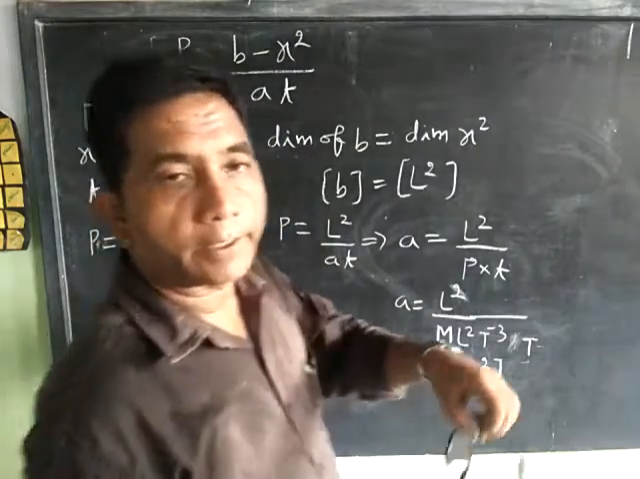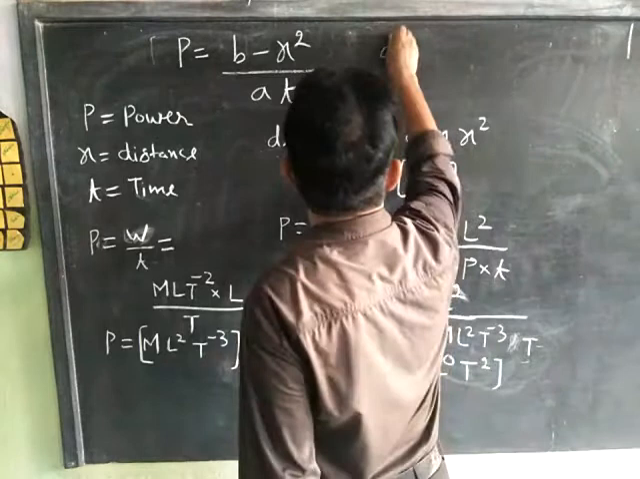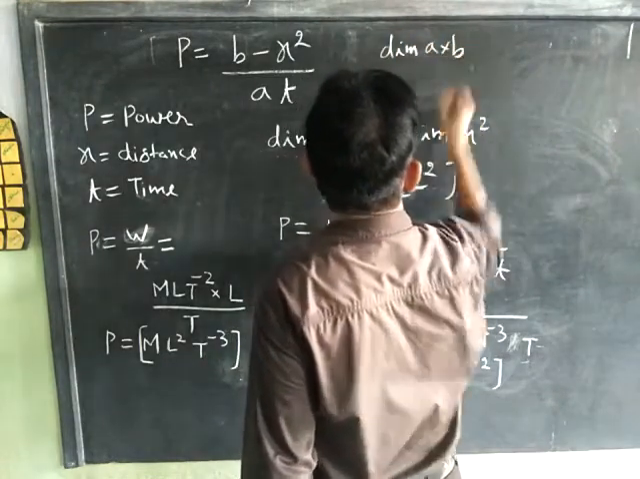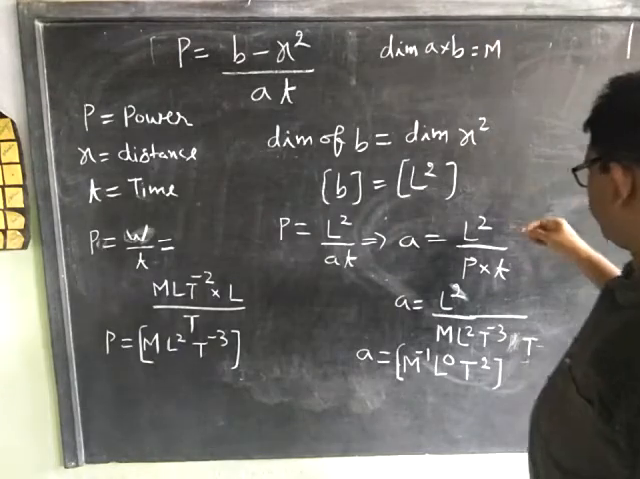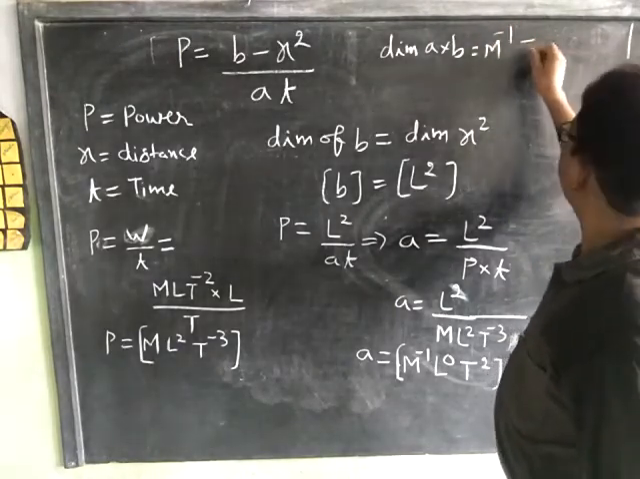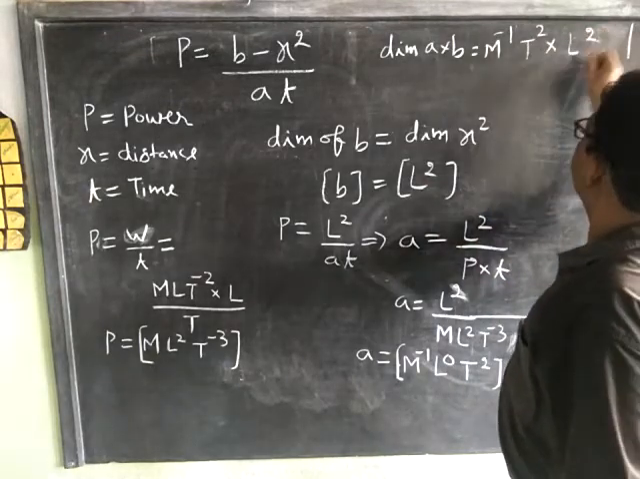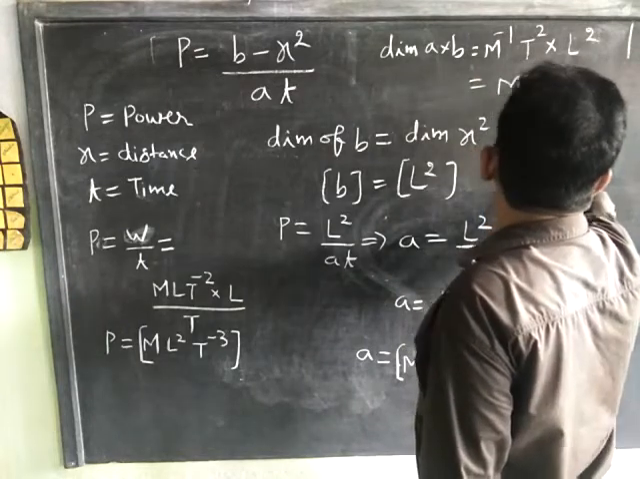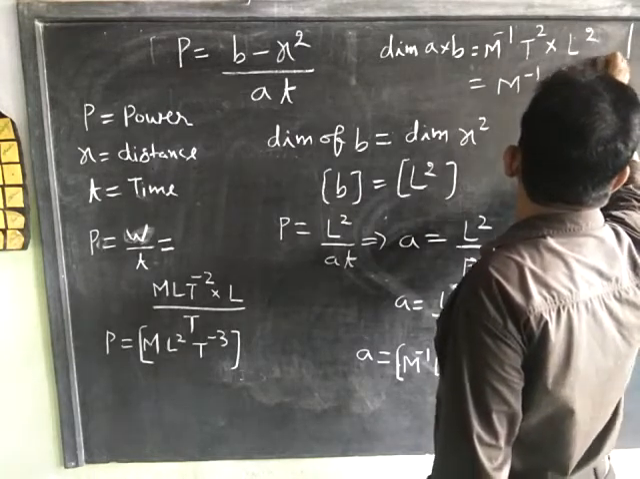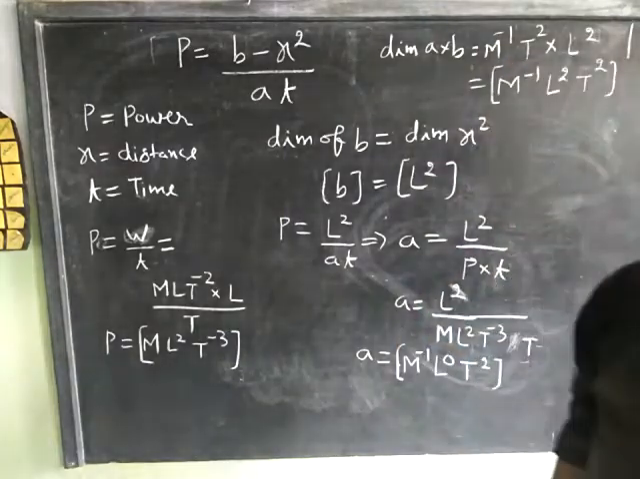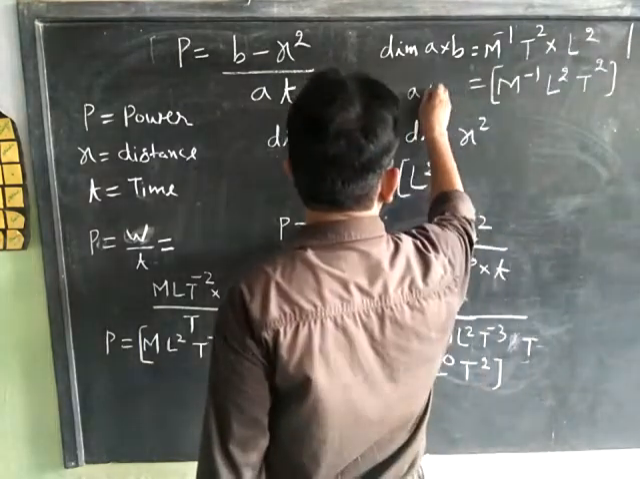Now we have to find dimension of A cross B. Dimension of A, M power minus 1 T power 2, into dimension of B, L square, then it becomes M power minus 1 L power 2 T power 2. This is the dimension of A cross B.